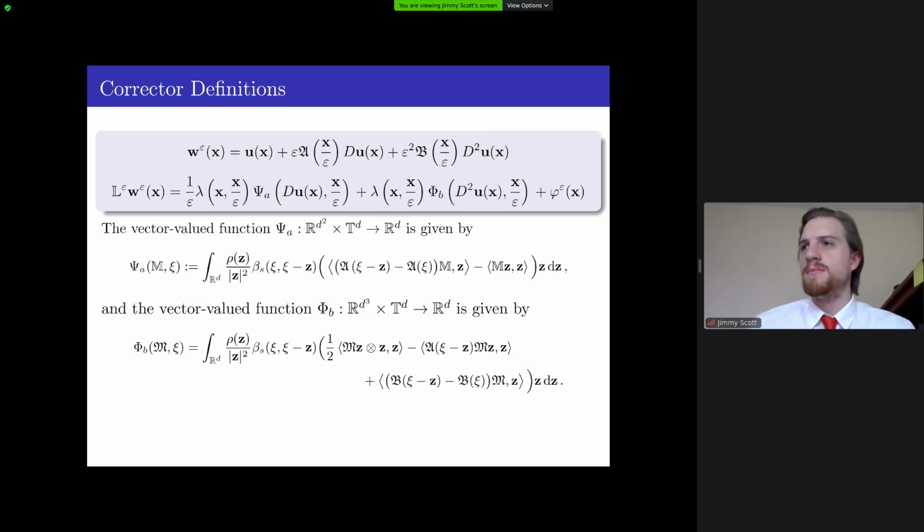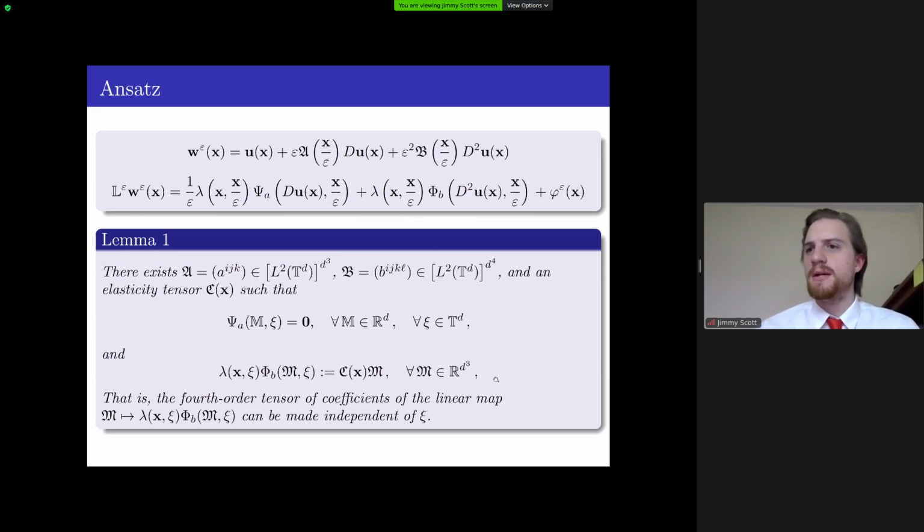And so what we see is that indeed L epsilon W epsilon is equal to this expression here, where psi A and phi B depend on both the, well, psi A just depends on the corrector A, but the second order function also depends on both A and B. That's the point of showing this.